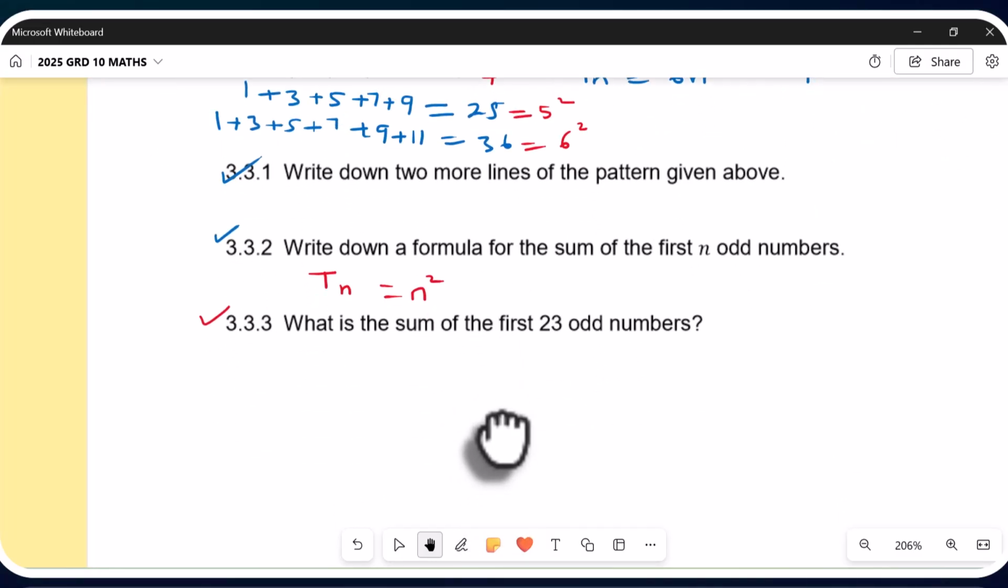So are we together now? What is the sum of the first 23 odd numbers? Do you understand now the question? Thank you. Can I proceed? I'm proceeding now. Let us go to Europe. Let's go to Europe too.